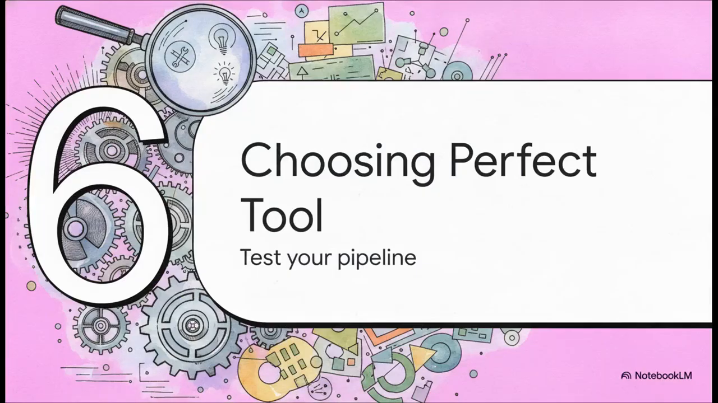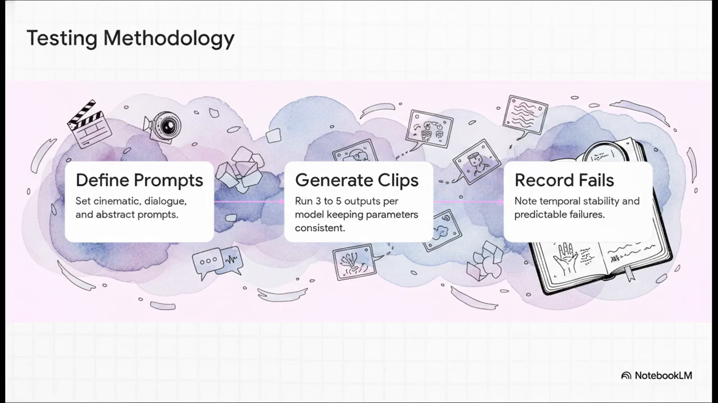Finally, Section 6, choosing your perfect tool. So, how do you actually find your tool? Well, you need a reproducible testing methodology. We adapted this from Magic Hour's benchmarking process. Listen, don't just type random prompts. Define a fixed set. Make one cinematic, one dialogue-heavy, one abstract. Then, run those exact same prompts through Veo, Runway, and Kling, and generate 3 to 5 outputs each. Keep your parameters consistent. Then, record where they fail.